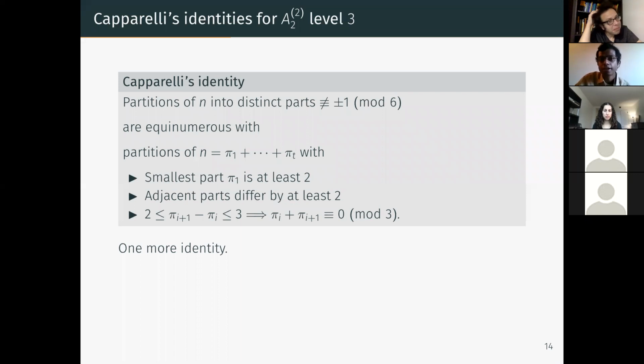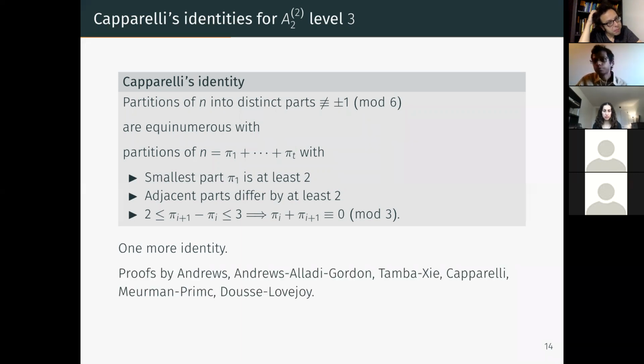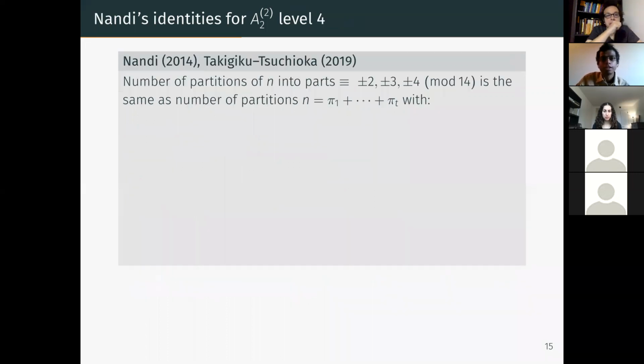There is actually one more identity because there are two modules at level 3 for A_2^(2). At the moment, the description doesn't matter. I just wanted to give you a flavor of it. And there are lots of proofs of this particular identity. All right. This is the level 4 identity for Nandi.